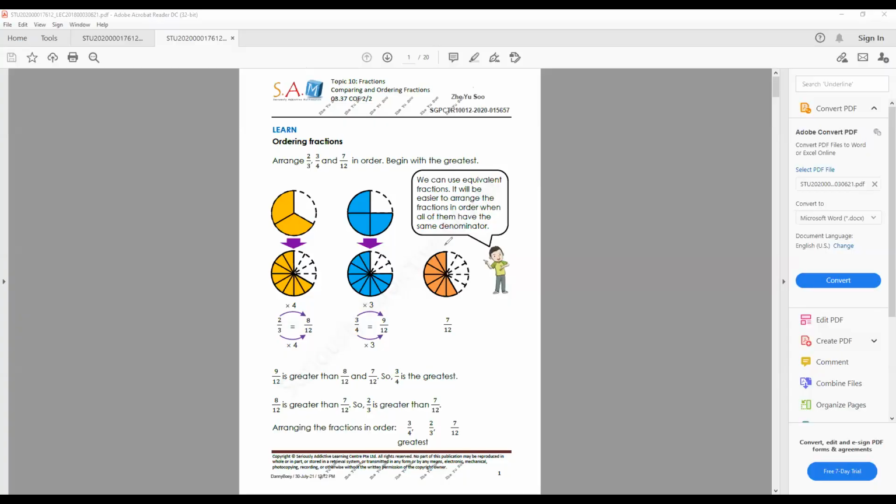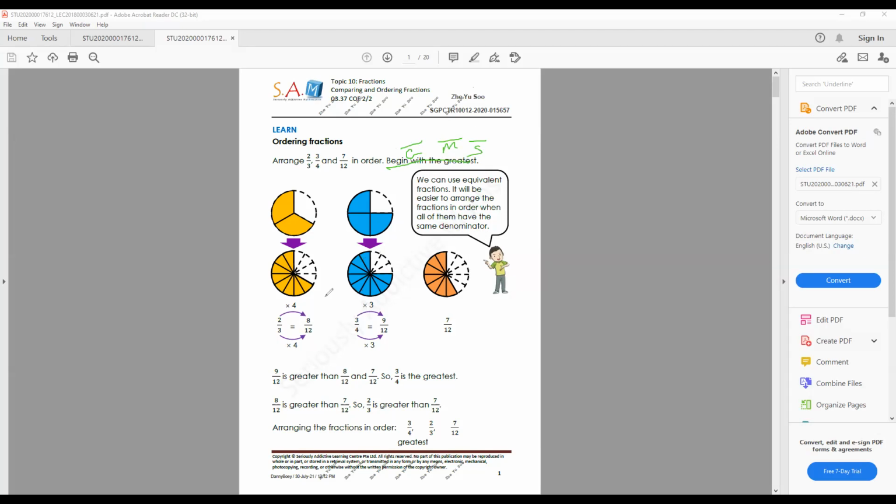Okay, we are moving on to ordering fractions. Now, earlier on, we have already learned how to compare fractions. Once you're able to compare fractions, which is greater, which is smaller, you would be able to order them. So let's take a look at this question. Arrange 2 out of 3, 3 out of 4, and 7 out of 12 in order. Begin with the greatest. What does begin with the greatest mean? Which means your first fraction will be the greatest, followed by the middle one, followed by the smaller one. This is begin with the greatest.